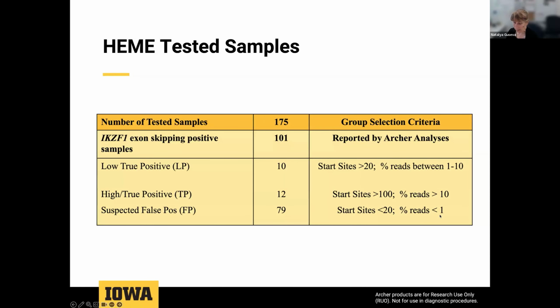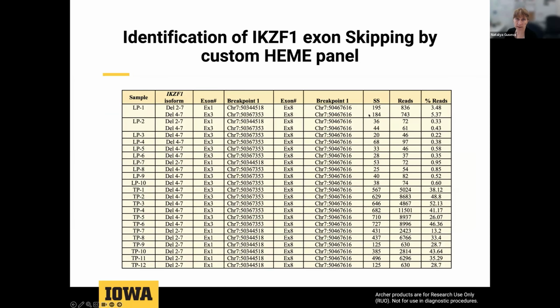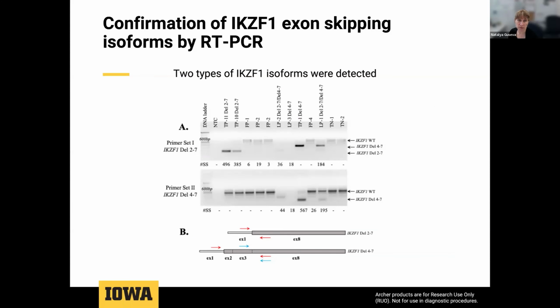percent reads. So we selected a few specimens from these groups, and like I said, this is the start sites and percent reads. And we used the approach that we usually use for confirmation. We designed specific primers for these isoforms, took these samples, did RT-PCR with different primers, ran it on a gel, and selected true positives and false positives.